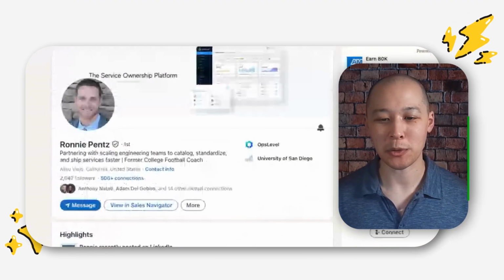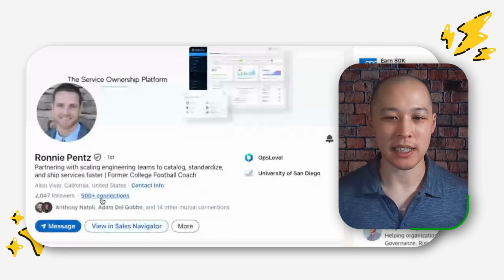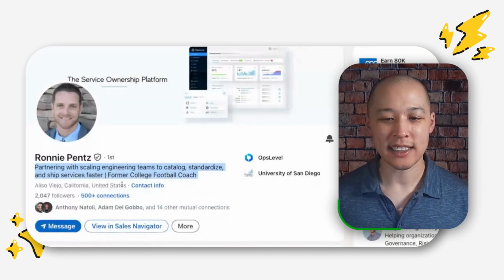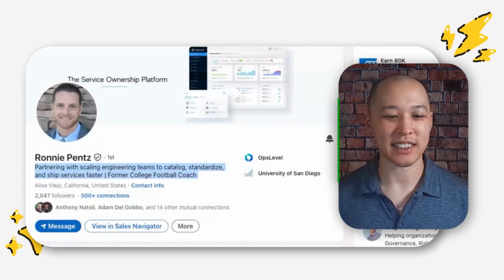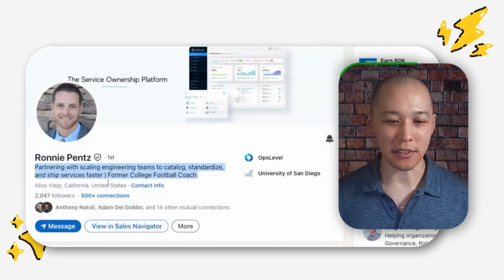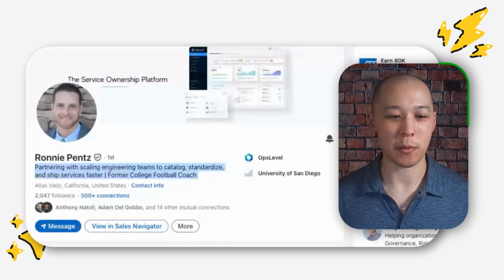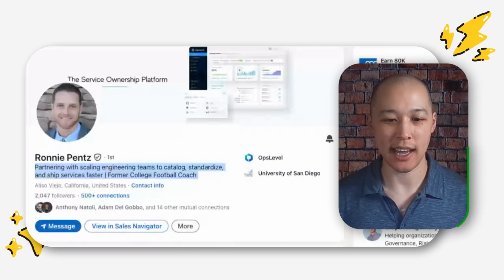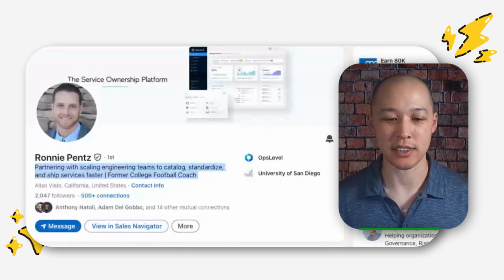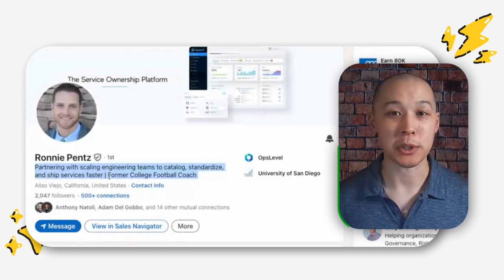Ronnie Pence, I worked with him when I was training the team at ops level. I really like his profile. He doesn't talk about the fact that he is a sales development rep at ops level. This is literally what they do with the customers that they work with, like engineering teams, catalog, standardize, and ship services faster. I also like that Ronnie put something personal about himself, which I think there's a big opportunity on your LinkedIn profile to humanize yourself. So feel free to put some of those personal interests in there.